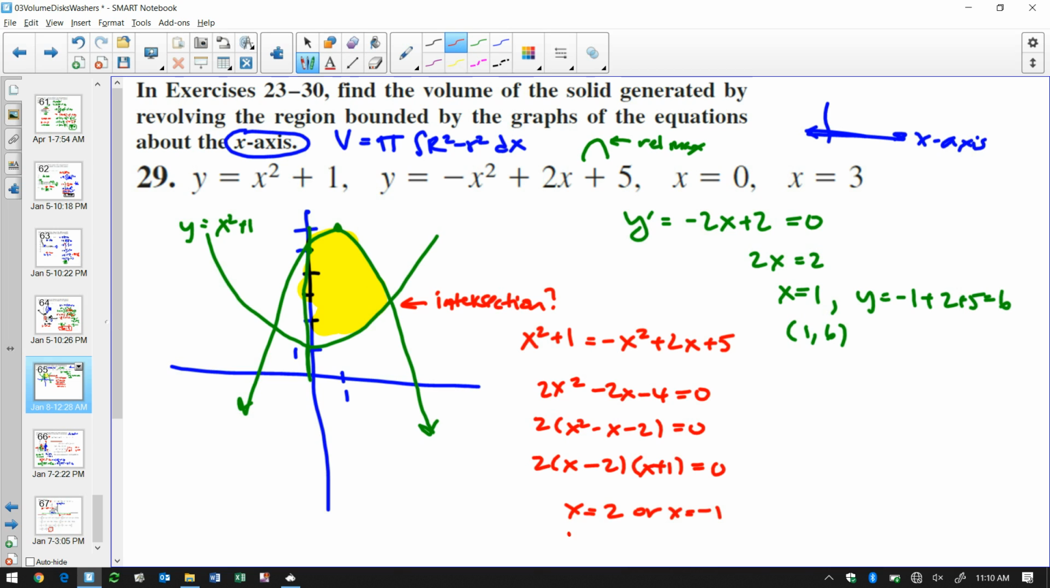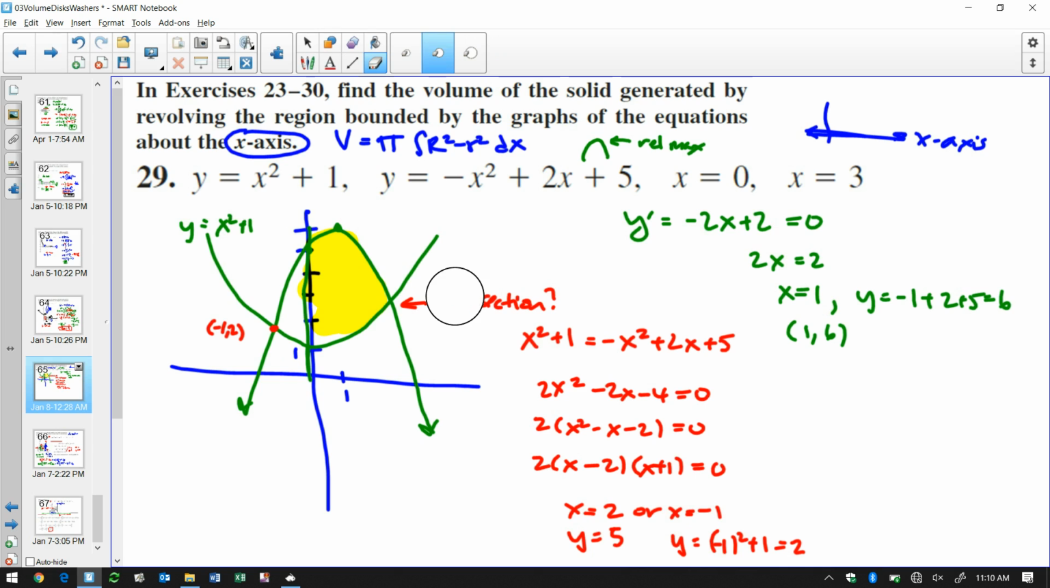When x is 2, y is going to be equal to 2 squared plus 1, so that's 5. And when x is negative 1, y is going to be equal to negative 1 squared plus 1, so that's equal to 2. So my points here are negative 1, 2 and 2, 5. If that point's 2, 5, then I know my x equals 3 is to the right of that. So x equals 3, let me draw it like that. I'll put 3 here, and so this is my x equals 3 line.